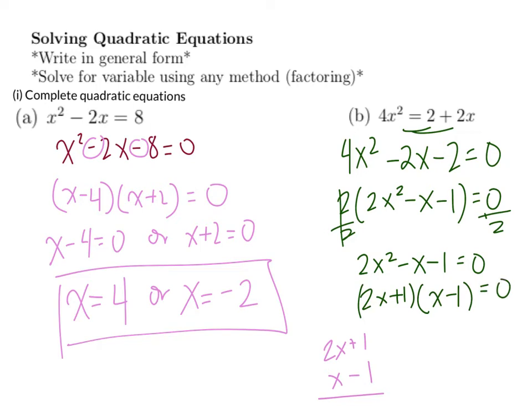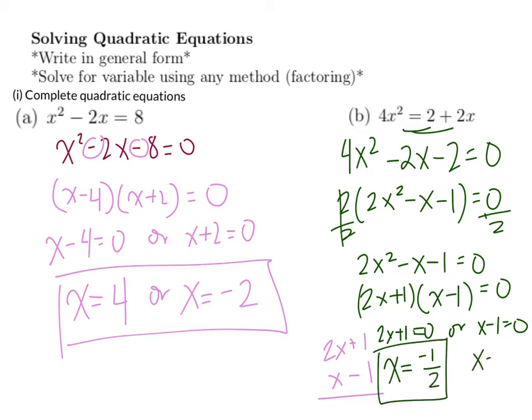So equating each of these to 0, we have 2x plus 1 is equal to 0, or x minus 1 is equal to 0. Solving for x, we have x is equal to negative 1 over 2, or x is equal to positive 1.